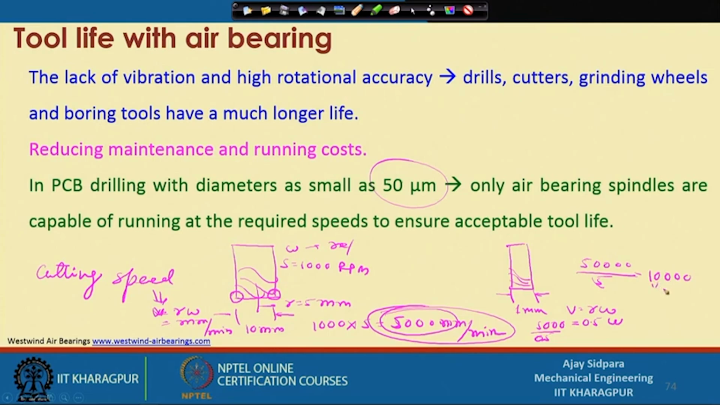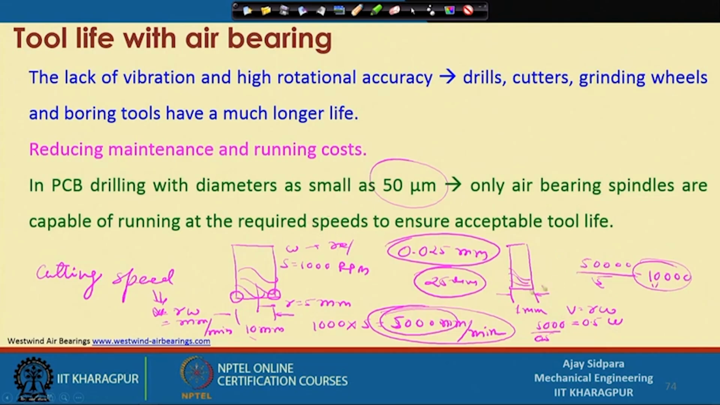So, now you can see that if you are reducing your diameter, to maintain one particular cutting speed, you have to increase the RPM. That is what is going to happen. Consider that instead of 1 millimeter, you are working with 50 micron diameter. So, you are talking about a 25 micron radius, which means 0.025 mm. If you multiply this thing and calculate, it will be in terms of lakh.